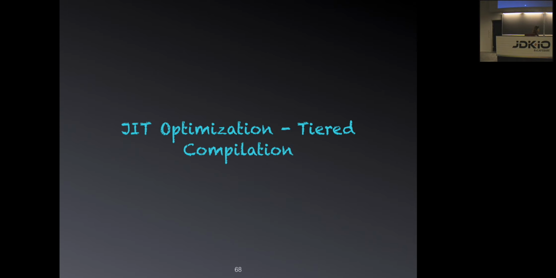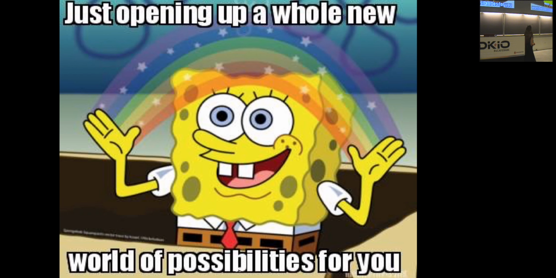And then came tiered compilation. Tiered compilation is enabled by default in JDK 8, and it opens up a whole new level of possibility, because now you have 5 different levels of compilation. The first one is, of course, your interpreter code, and then the second level is called simple compile.